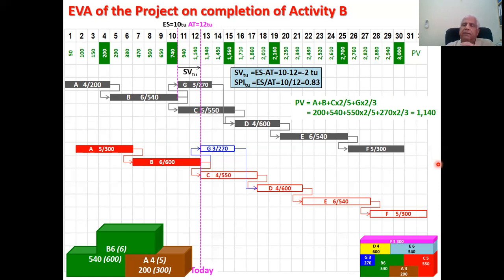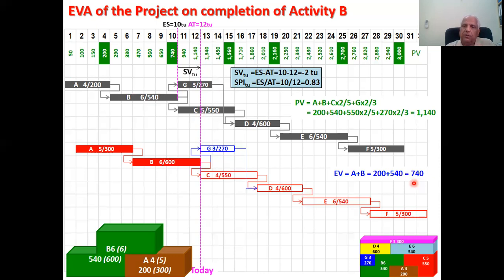We had planned to earn 1140. What have we actually earned? Well, we have earned just activity A and B. What are their values? Activity A's value is 200, activity B's value is 540. So what we have earned is 200 plus 540, which is 740. So though we had planned to earn 1140, what we have actually earned is 740. Instantly, you can make out you are getting behind schedule because you are earning less than what you had planned.